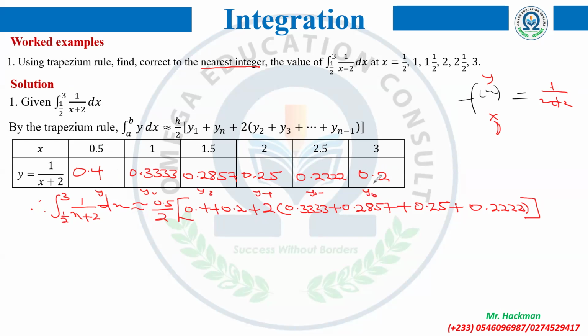the formula, which is 0.2, then plus 2 times the y's in between. So y sub 2, 3, 4, 5, then that will be it. You've taken care of the first y and the last y. So the rest of the y's are also taken care of, but times 2.